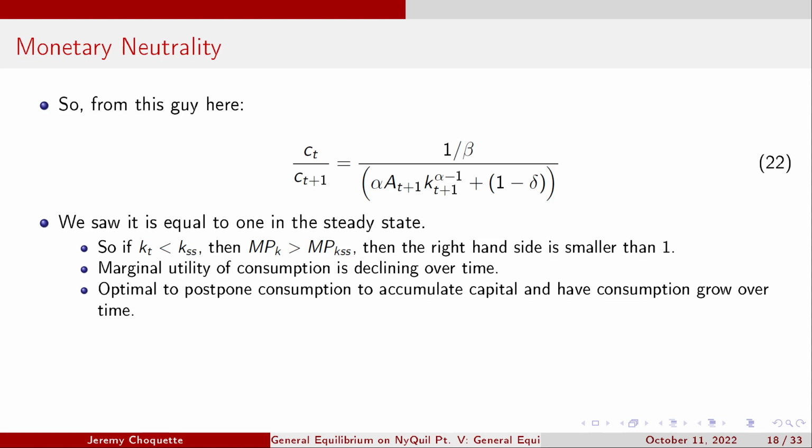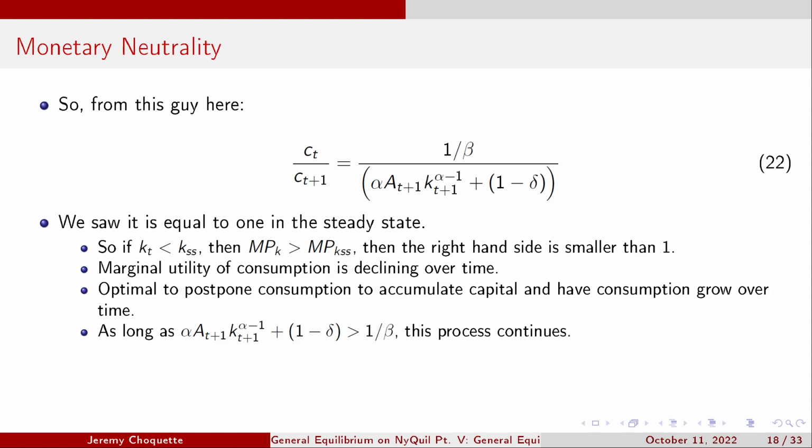Thus, if the marginal utility of consumption is declining over time, it would be optimal to postpone consumption to accumulate capital to have consumption grow over time. What do I mean? Well, if the current capital stock is less than what it should be, think of steady state capital as what it should be in the long run. If we have less capital than that, then we want to postpone our consumption to buy more capital to get closer to that steady state. When capital is closer to or equal to the steady state, then consumption will be growing over time. Think of it like give up a little consumption now for a lot more later.